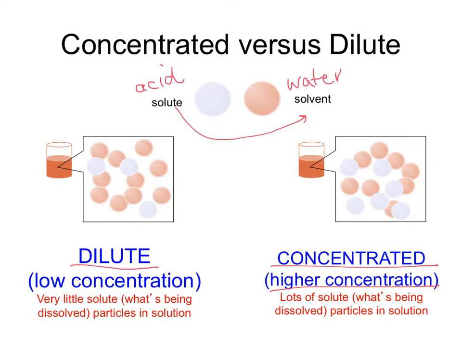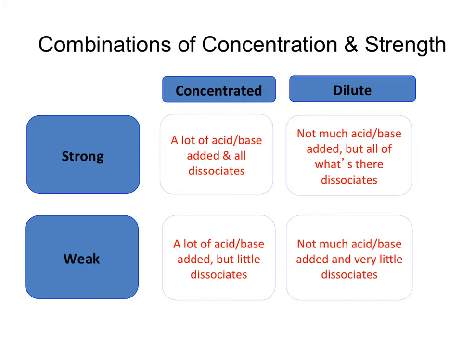So we're really looking at how much is getting dissolved here. We're not looking at how the molecules are separating from each other into ions. We're just looking at how much we put in originally. Now there's all kinds of combinations of concentration and strength. We'll start off by looking at the strong and concentrated.